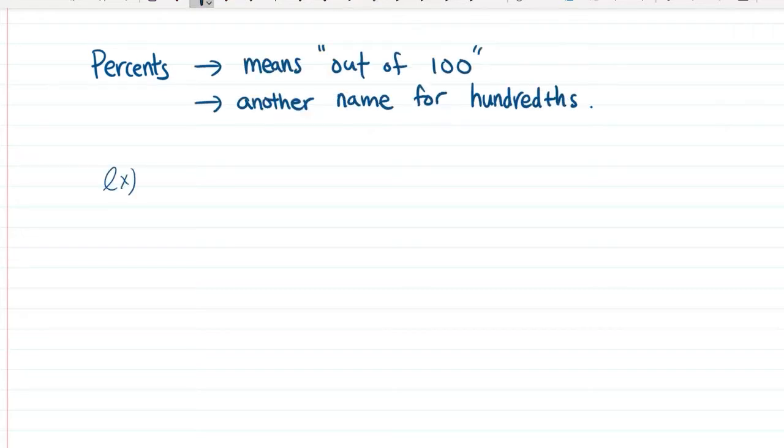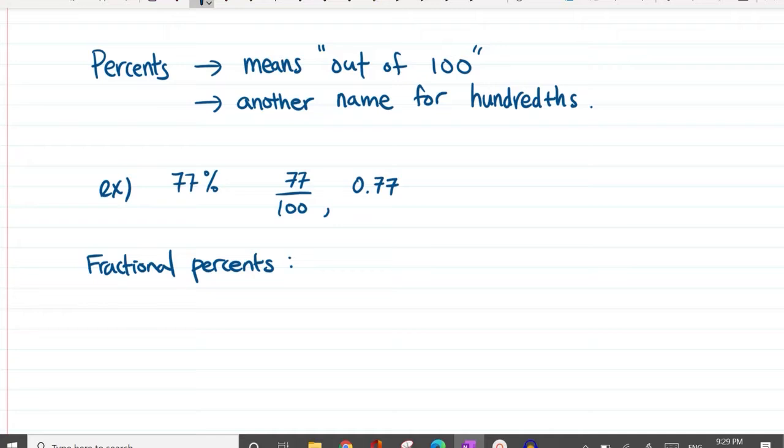For example, 77% means 77 out of 100, which means 77 over 100. And it can also mean 0.77. Percents can be whole numbers, like 77%, or sometimes it can be a fractional percent.